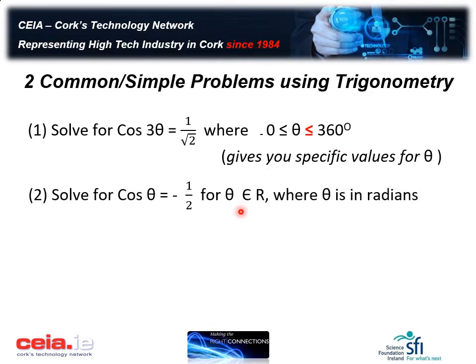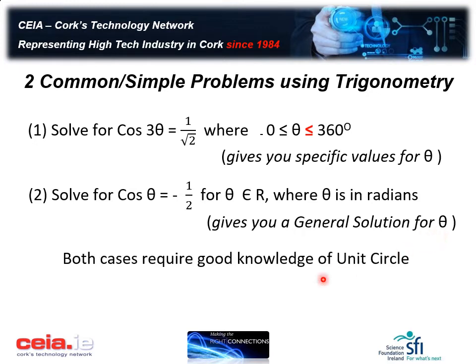The second type of problem looks something like this, where it's again very similar, and cosine theta is equal to minus a half. Theta is again in radians, but in this case the solution would be in a general solution form for theta, and we'll see what that looks like in a minute. So both of these examples require a good knowledge of the unit circle, as has most of what we've done so far.